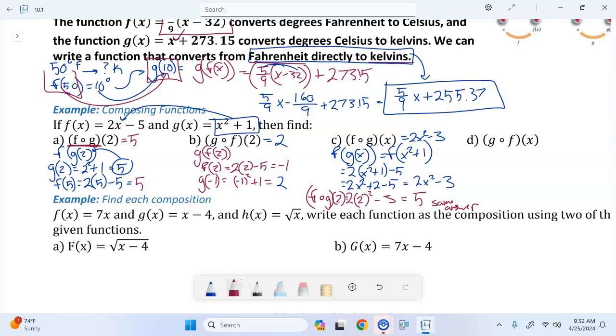All right, g of f of x. What's my input function for this? F of x is considered the input, right? So we have g of f of x. Okay, so we have g of, what is f of x? 2x minus 5. So we're going to take 2x minus 5 and plug it in for x. What expression do you think we'll get as a result? 2x minus 5 squared plus 1.